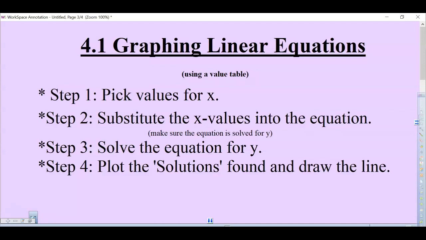After we've picked our values for x, then we use substitution and we substitute those values into the equation, making sure that first the equation is solved for y. Now to start us off with, all of our equations are going to be pretty much solved for y. So we'll get into how to rewrite the equation in a later video. After we have substituted, we simply solve that expression for y, and we plot those solutions that we found.